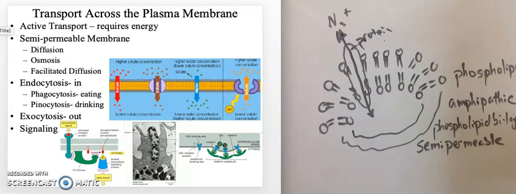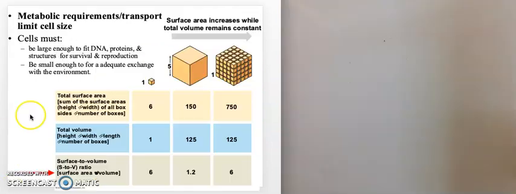So one more concept that I want to introduce with cells is this fact that the plasma membrane regulates everything that comes into and out of the cell. Because of that, the plasma membrane actually limits how large cells can get. So if you imagine you have a cell that's 1 by 1 by 1 units in length, width, and height, and it's a perfect cube, then each side of the cube has 1 square unit of surface area. Since it's a cube, it's got 6 sides, so it has 6 total surface area units. And the volume is 1 times 1 times 1, so it has 1 cubic unit of volume.